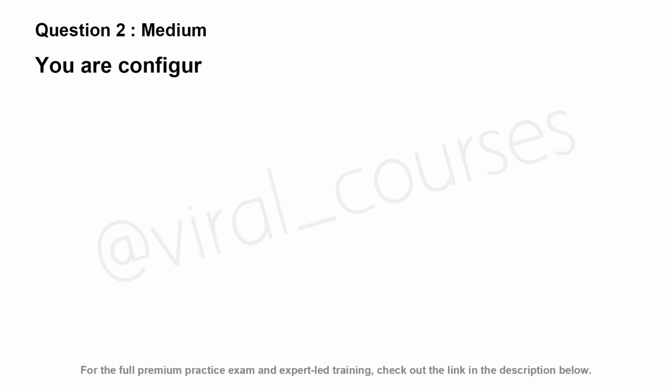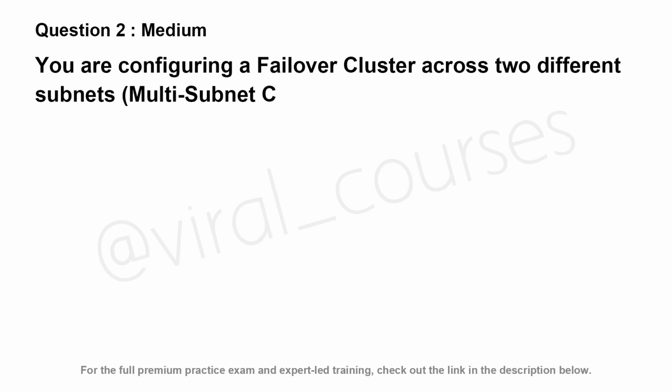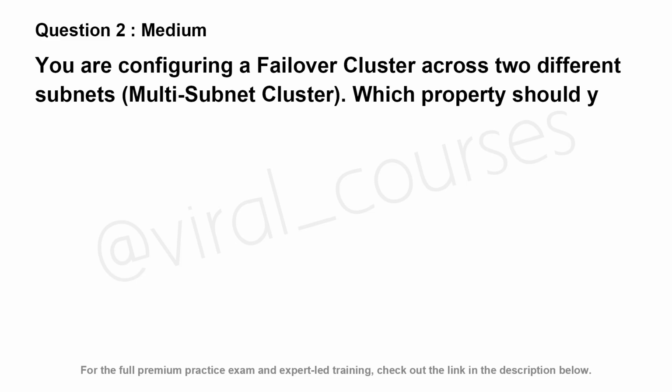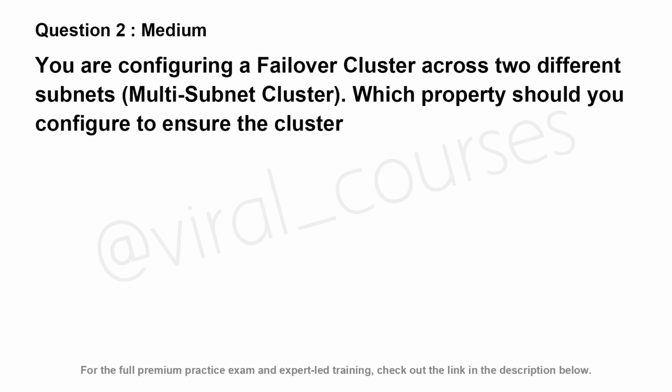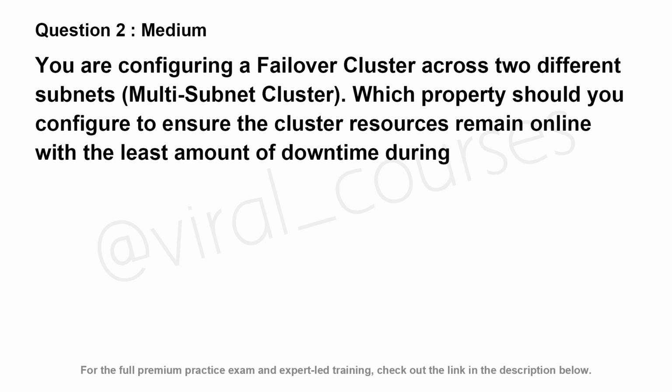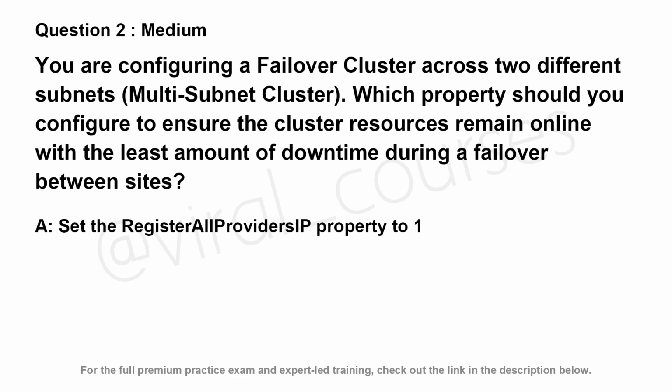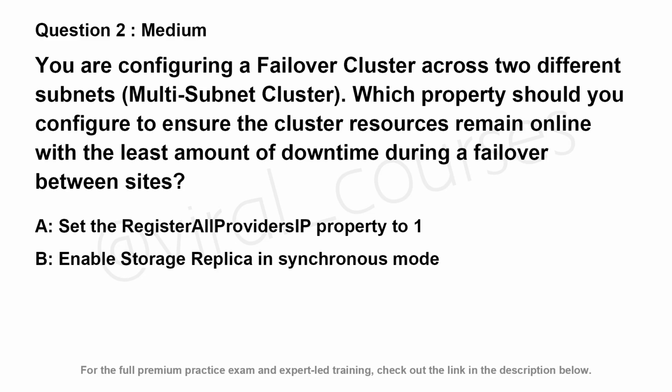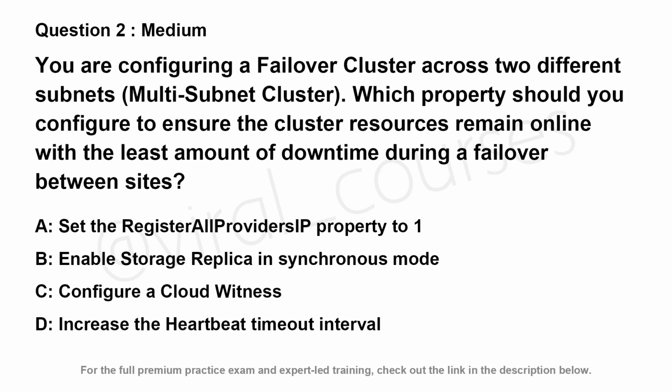You are configuring a failover cluster across two different subnets, a multi-subnet cluster. Which properties should you configure to ensure the cluster resources remain online with the least amount of downtime during a failover between sites? Option A. Set the RegisterAllProvidersIP property to 1. Option B. Enable Storage Replica in synchronous mode. Option C. Configure a Cloud Witness. Option D. Increase the heartbeat timeout interval.